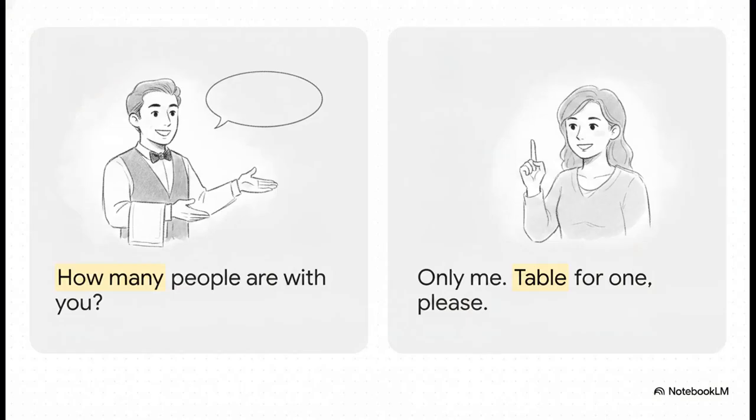Now, listen to the specific language used during those first few moments. The waiter starts with a welcoming inquiry. How many people are with you? And the customer responds with this incredibly polite, highly useful transactional phrase. Only me. Table for 1, please. I'm telling you, memorizing "table for 1, please," or 2 or 3, whatever it is, is absolutely your golden ticket to starting the whole meal off with total confidence.